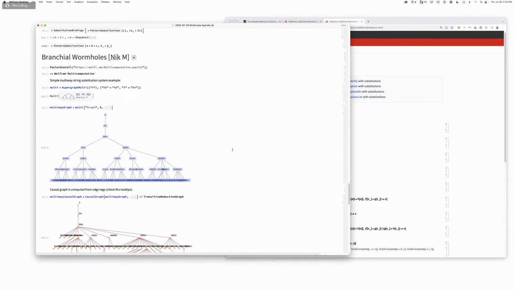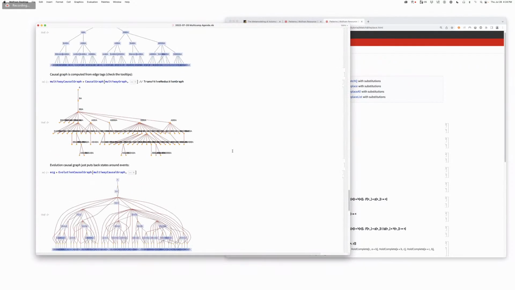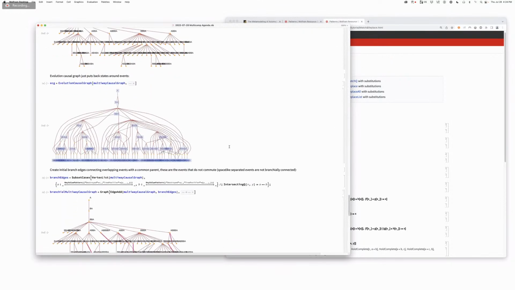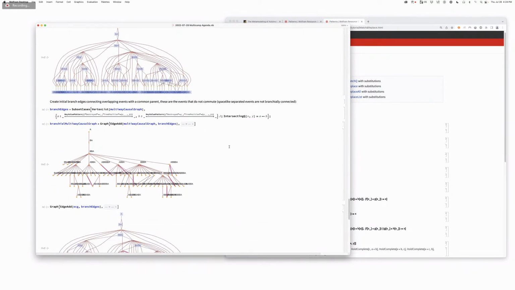So this is very close to the event branchial graph for the multiway system. It's a branchial graph built on top of a causal graph, but it takes into account this nature of events. If you have actual space-like separated events, you don't care. You don't connect them with the branchial edge. You only connect events that are actually overlapping, so that they don't commute with each other. I see. So they start to represent this correlation.